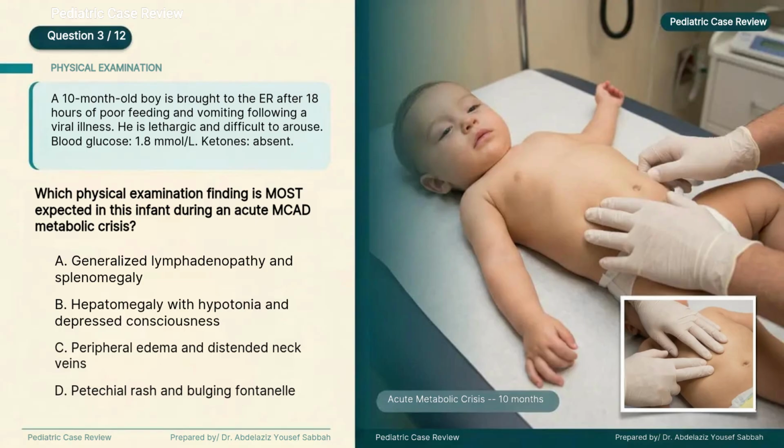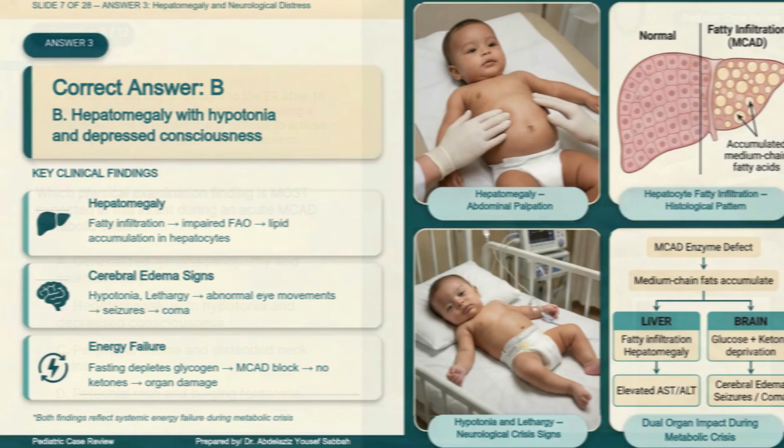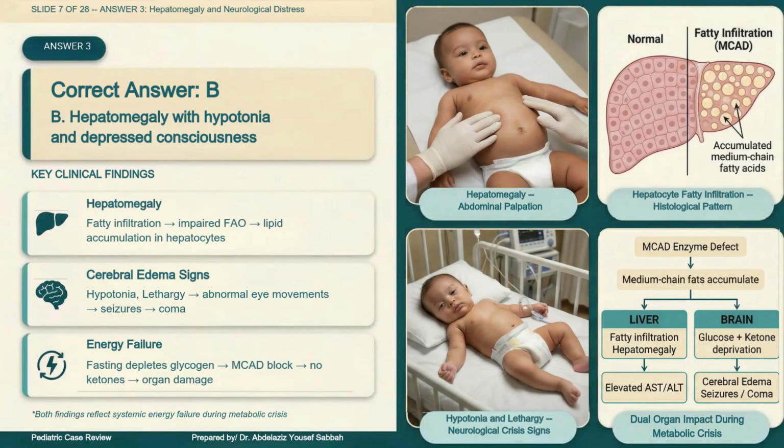Option B, hepatomegaly with hypotonia and depressed consciousness. Option C, peripheral edema and distended neck veins. Option D, petechial rash and bulging fontanelle. The correct answer is option B, hepatomegaly with hypotonia and depressed consciousness. During a metabolic crisis, 2 organs are primarily affected, the liver and the brain.